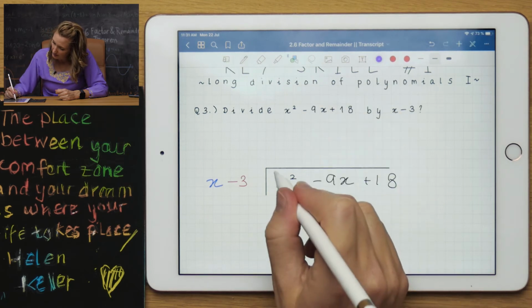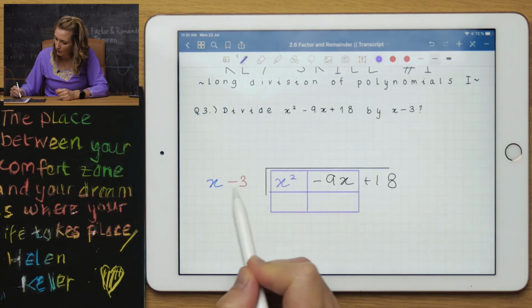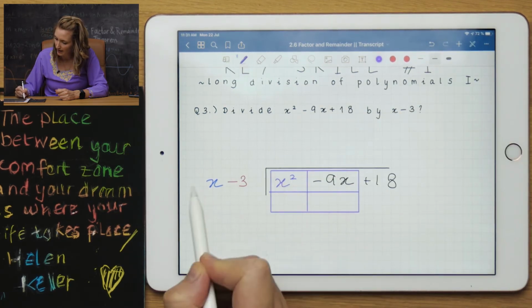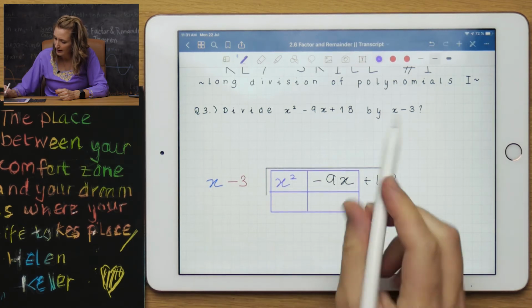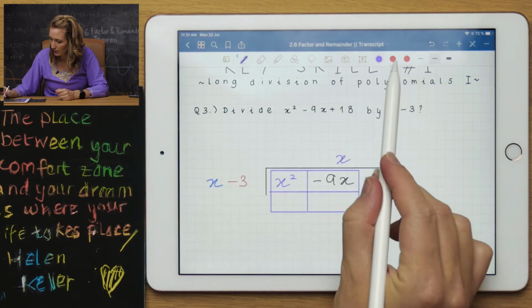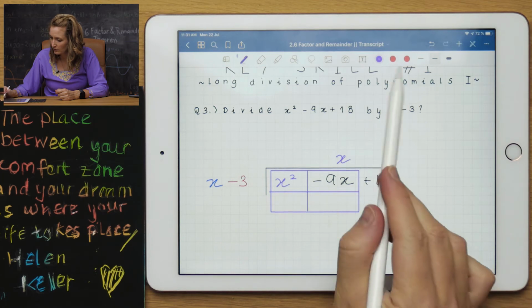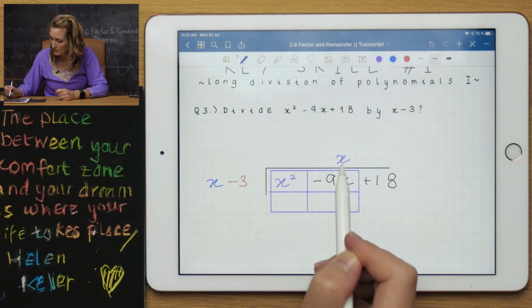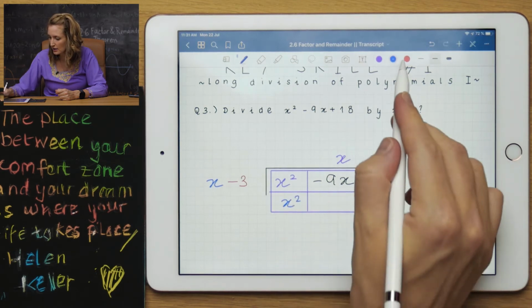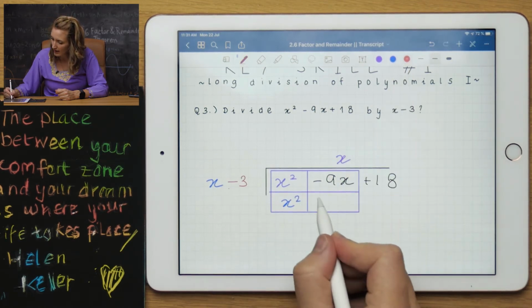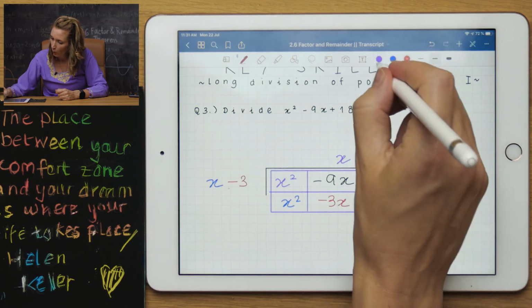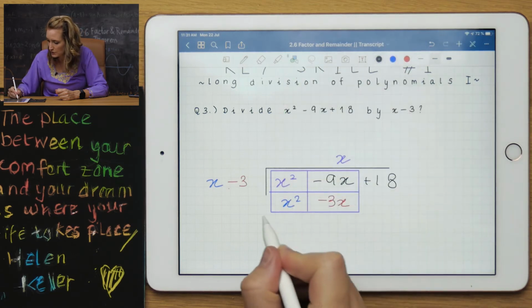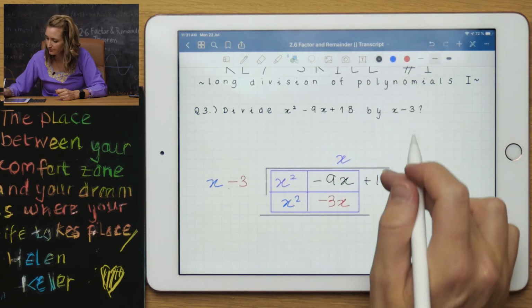So let's start here. X squared divided by x, remember top left divided by what's on the left here, is x, so we can put that up. And now to fill in the bottom two, we multiply. X times x is x squared. Minus 3 times x is minus 3x. Once you've finished a block, you need to subtract.